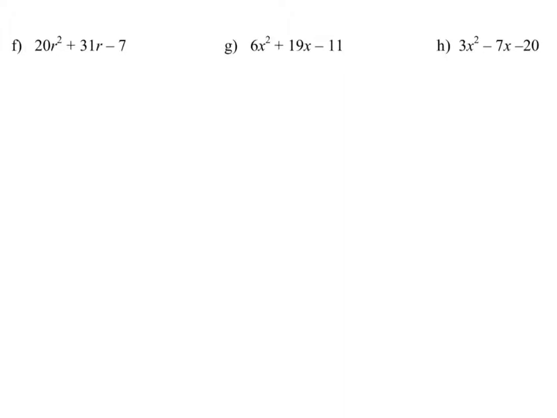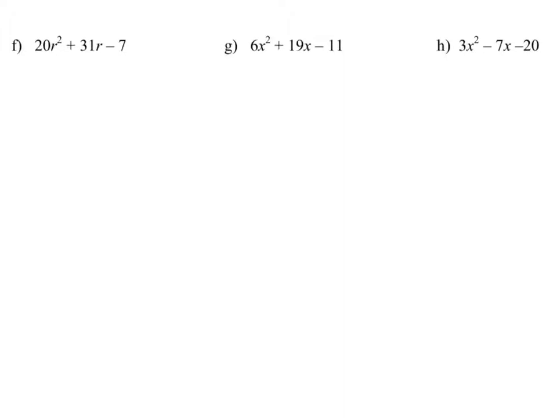In example F, we have 20r squared plus 31r minus 7. Now, these problems get to be quite challenging if you're using the trial and error or the guess and check method. So if you get discouraged using this method because there are so many possibilities, I encourage you to move on to section 6.4, after you go over the special factoring of trinomials, and use the AC method. You'll find that it's much more systematic and it really reduces all that trial and error.